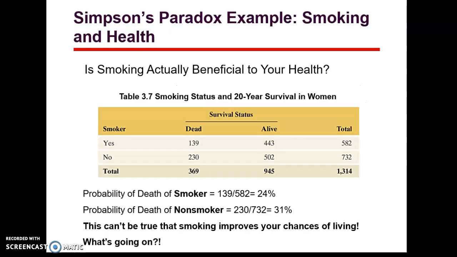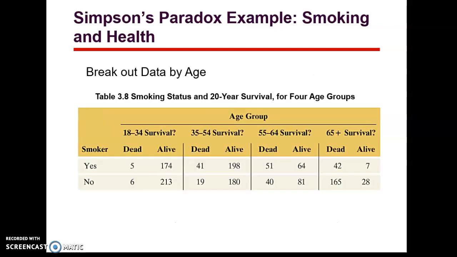So here's an example. If you look at this chart, it certainly looks like smokers have less of a chance of dying than non-smokers, which seems a little odd based on what we currently know. Now, what if we break it down by age? You notice in the far left, people 18 to 35, most of them who are smokers are still alive, right? Because it hasn't had time to affect them yet.